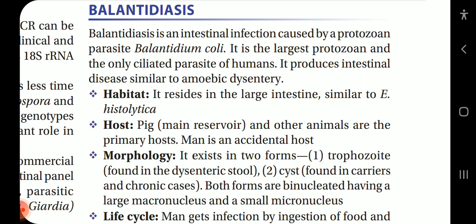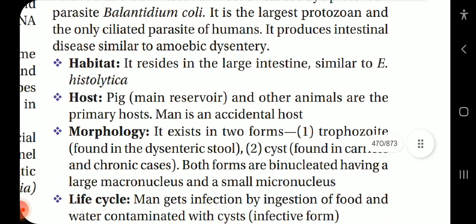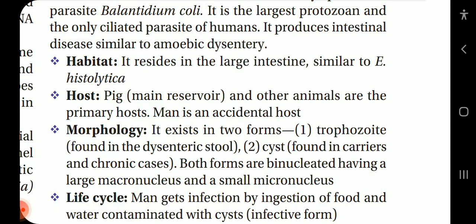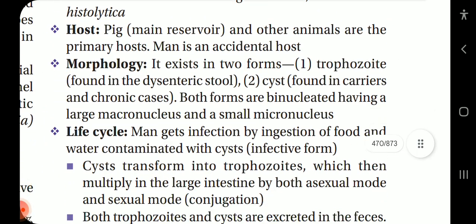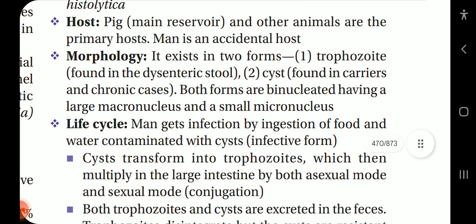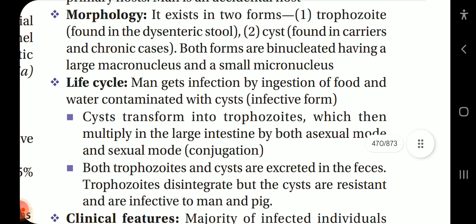It produces intestinal disease similar to amoebic dysentery. Habitat: it resides in the large intestine, similar to Entamoeba histolytica. Host: the pig is the main reservoir, and other animals are the primary hosts. Man is an accidental host. Morphology: it exists in two forms, trophozoite found in the dysenteric stool, and cyst found in carriers and chronic cases.